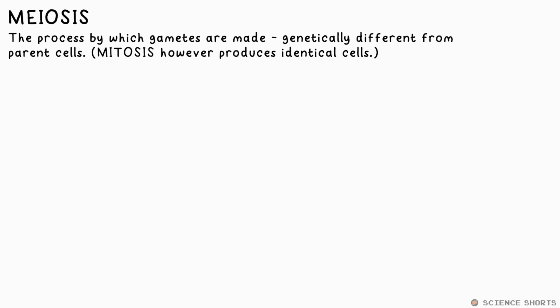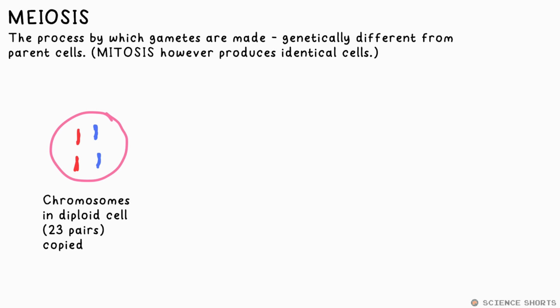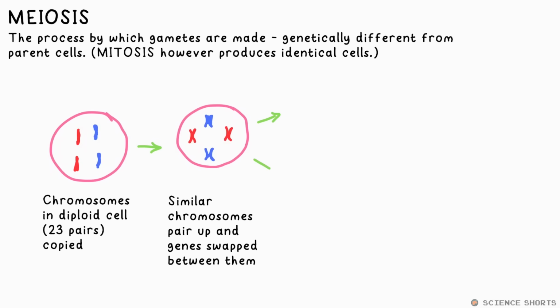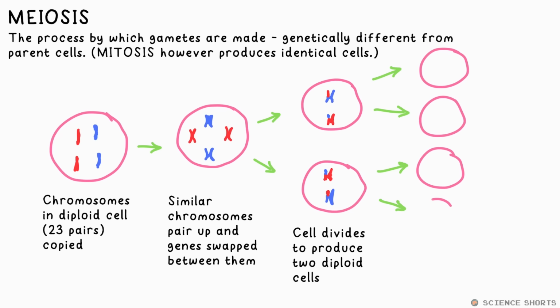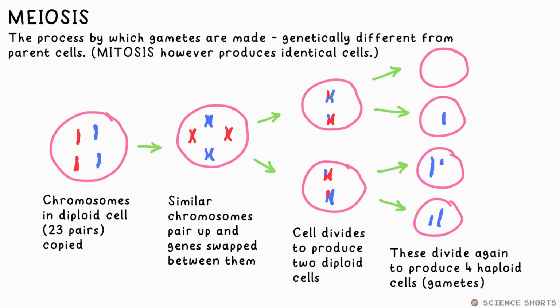In order to reproduce sexually, gametes, that's sex cells, must be made. This happens by meiosis, for example, in the testes to make sperm. Chromosomes in a diploid cell, that is 23 pairs for humans, are copied. Similar chromosomes then pair up, and genes are swapped between them. The cell then divides to make 2 diploid cells, which then divide again, along with the chromosomes themselves, to make 4 haploid cells, ready to fuse with another gamete. This is one way that variation occurs in offspring, by the way. The resulting diploid cell then starts to divide via mitosis.